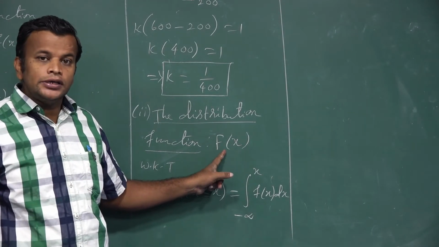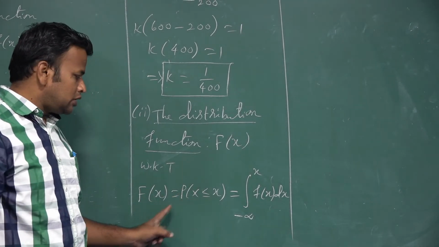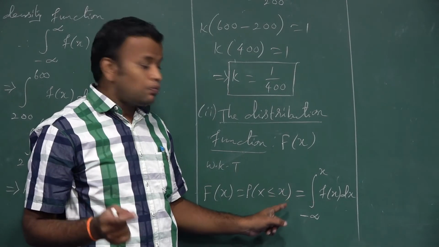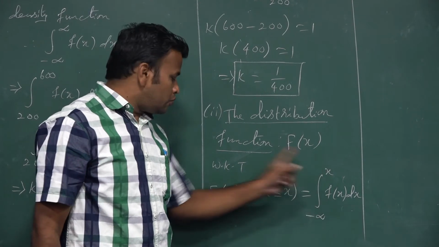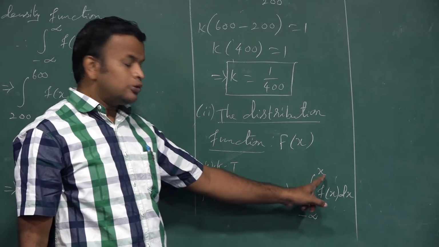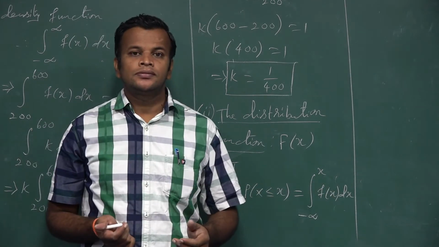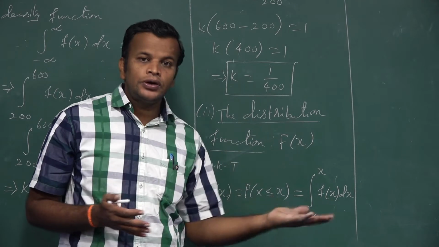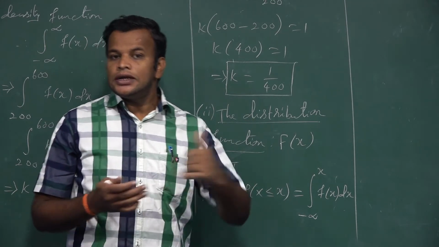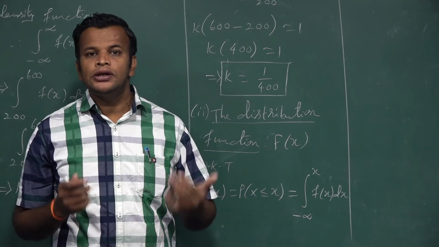And whose formula is, you write any one. For understanding, I write both. Capital F of x is nothing but P of capital X is less than or equal to small x. Always start from minus infinity up to x. Suppose it's 2, we go up to 2, f of x dx. But here there are so many cases. X lies between 200 to 600 only possible. We tell all possible cases. Suppose x is less than 200, or x is more than 600.